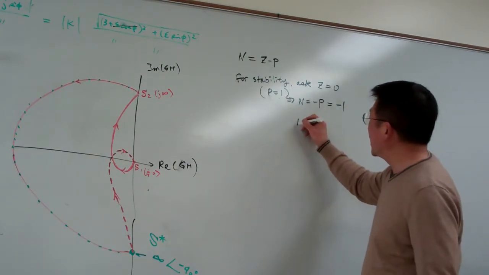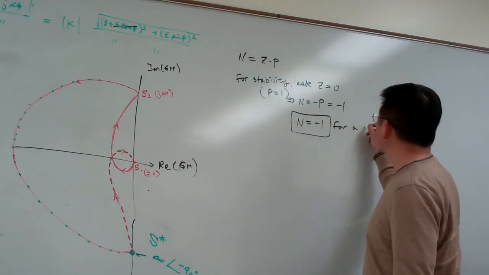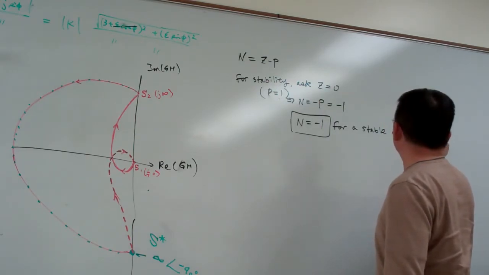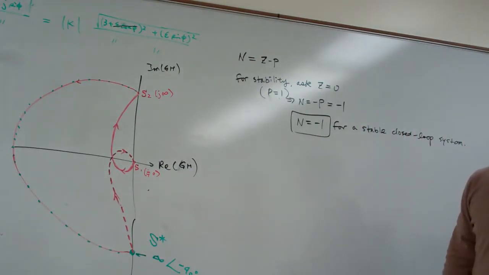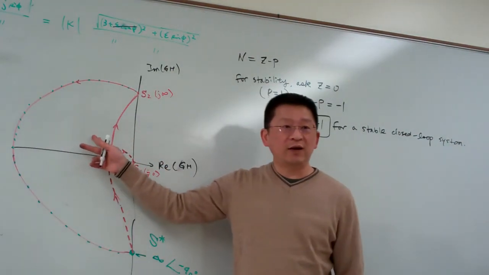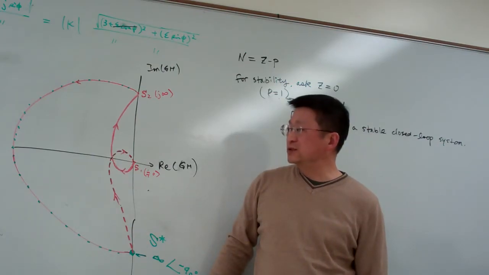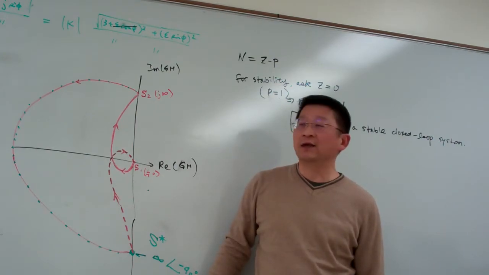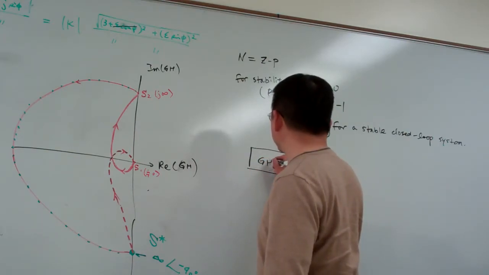So that means n must be equal to minus 1 for a stable closed loop system. What that means, n equal to -1, in terms of our plot here, we must determine for a stable system, we have to say, if I ask you to design the value of k for the system to be stable, for example, if the system will be like this, GH.